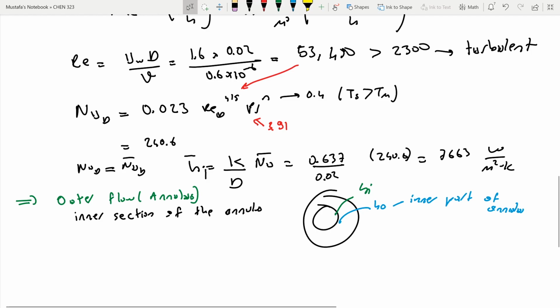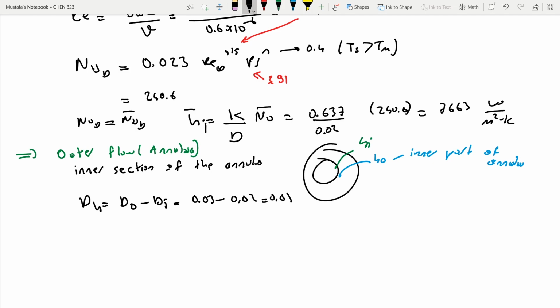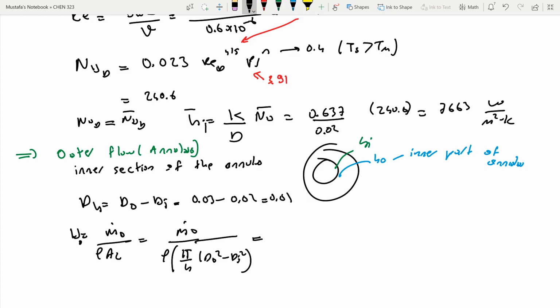So to calculate this, we need to calculate the Reynolds number. The Reynolds number depends on the hydraulic diameter. For an annulus, the hydraulic diameter is the outer minus the inner, 0.03 minus 0.02. So this is going to give us 0.01. And the velocity is the mass flow rate of oil divided by rho A_c. So this is mass flow rate of oil, rho, pi over 4, the outer squared minus the inner squared. So you'll have 2.39 meter per second.